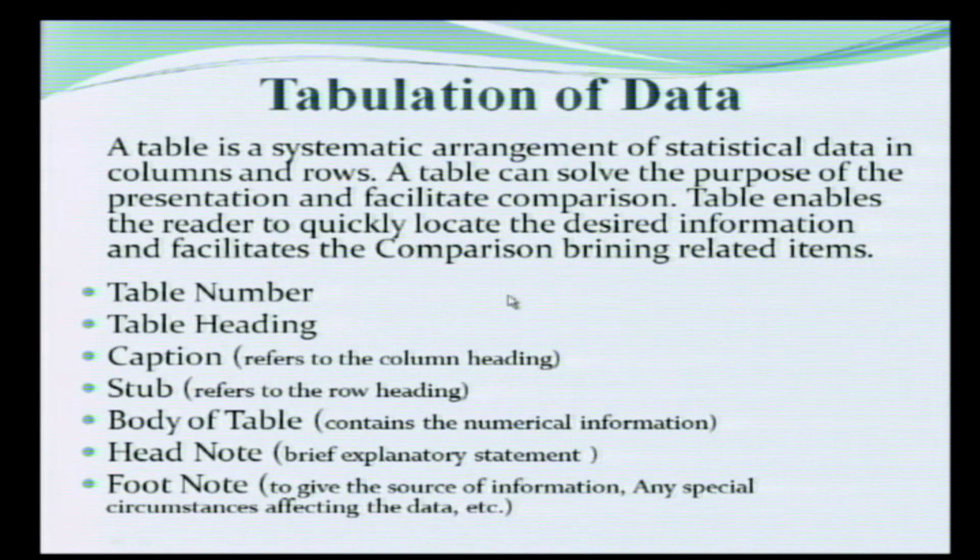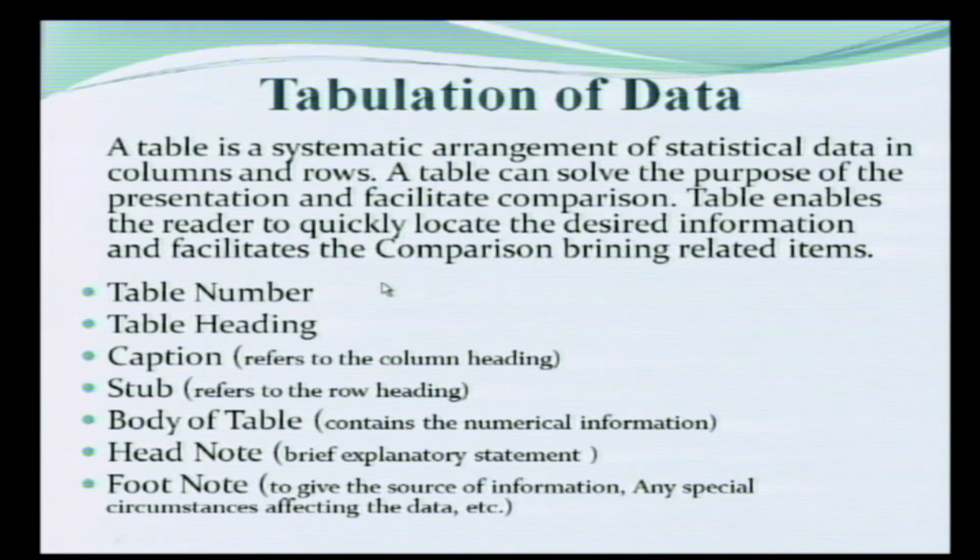Now after constructing the frequency distribution, the tabulation of data is another aspect of representing information. The observations collected from any method of data collection can be represented in the form of a table. A table is a systematic arrangement of statistical data in columns and rows. A table serves the purpose of presentation and facilitates comparison. It enables the reader to quickly locate the desired information and brings related items together for comparison.